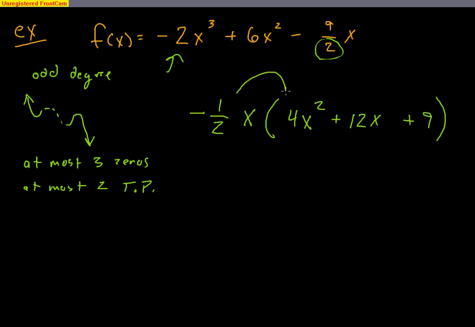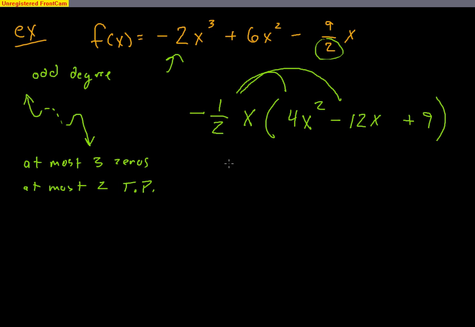Negative 1/2 times 4 does make the negative 2 and the x cubed. Negative 1/2 times 12 does make the, I should have had a negative 12 there. I apologize. A little mistake there by me. That should have been a negative 12. That way a negative times a negative makes the positive 6. And the negative 1/2 times 9 makes the negative 9/2. So now, because I pulled out the fraction, I get all nice numbers over here.